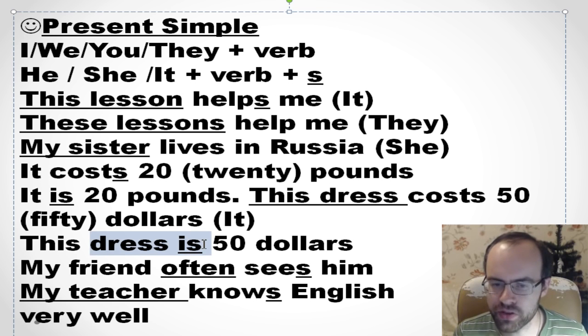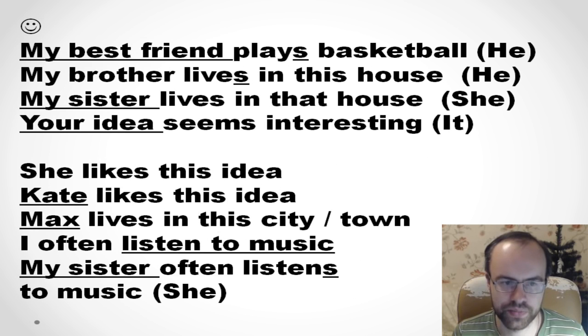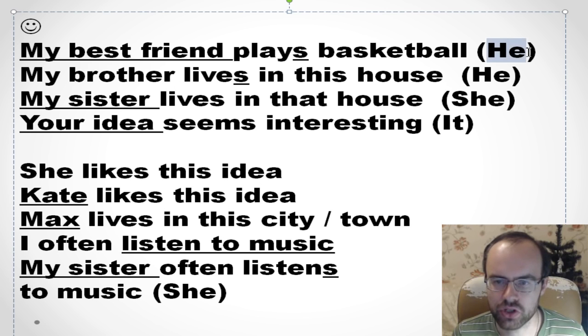My friend often sees him. So my friend, so it's about he. It's a he or she. So my friend often sees him. My teacher knows English very well. If I say my teacher, it means he or she knows. So my teacher knows English very well. Okay, good. My best friend plays basketball. So he or she. My brother lives in this house. He. My sister lives in that house.